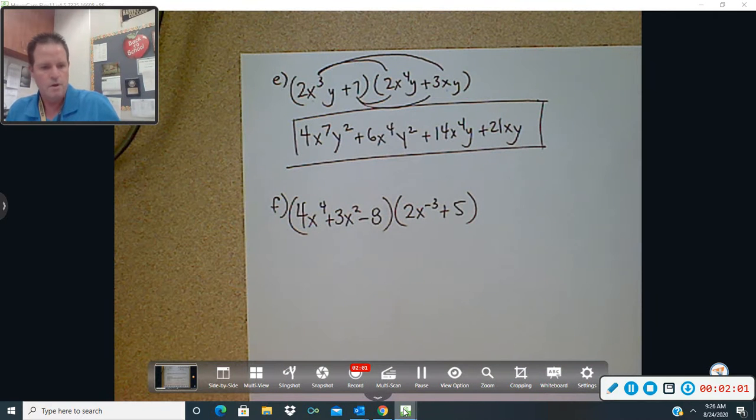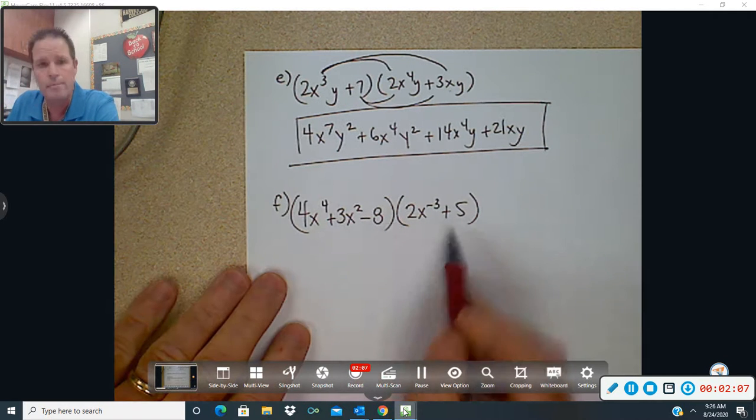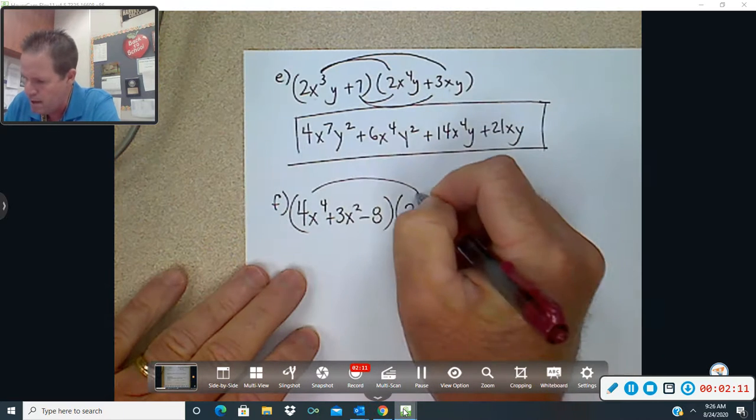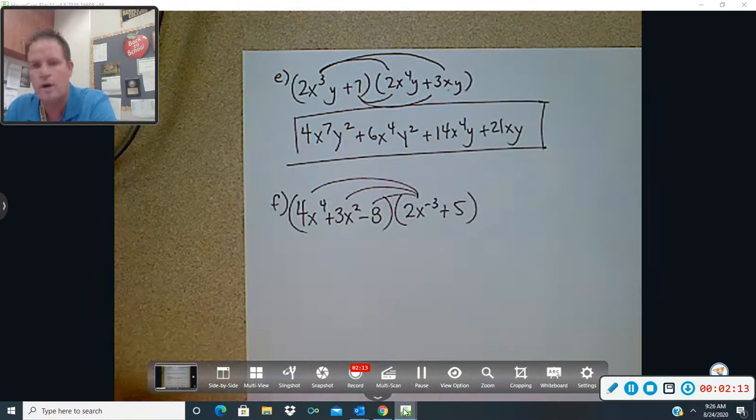Okay. All right, so for multiplication here, this is a trinomial with a binomial. Be a little careful here. Let's multiply the binomial into the trinomial. Okay, so I'm going to work that direction.